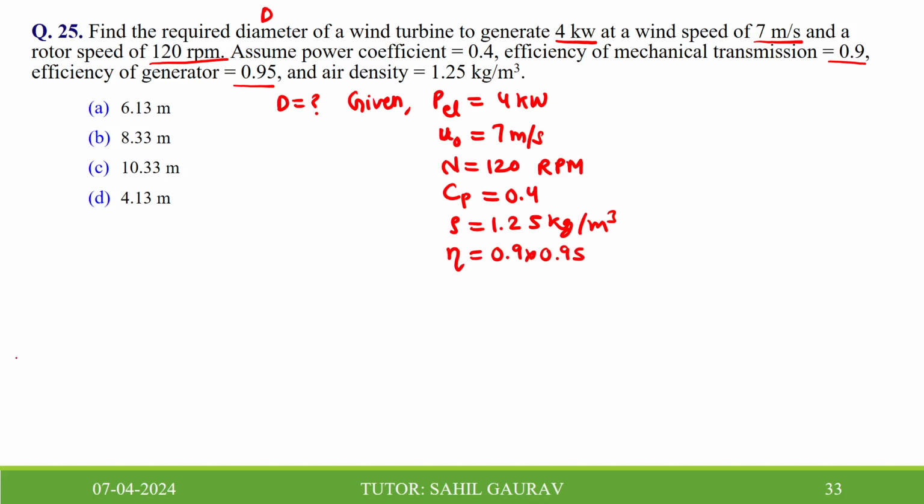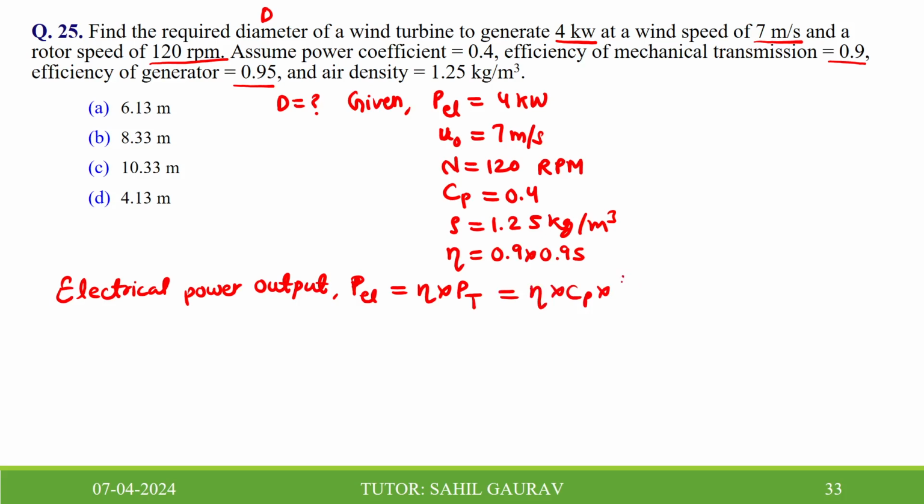Now we can write the electrical power output. We know that P electrical is equal to efficiency into the power extracted by the turbine, that is PT. So efficiency into Cp into P naught. P naught is half rho A U naught cube. So we have to substitute all these values.